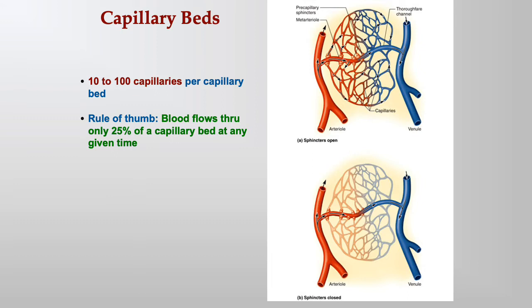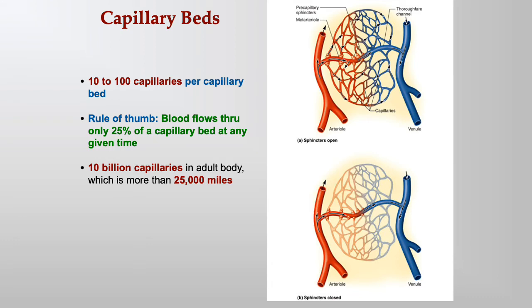So in other words, blood flows through one part of the capillary bed, and then a few moments later, it'll flow through a different part of the capillary bed, and so on and so on. So the entire capillary bed will get blood. It's just the entire bed doesn't get it all at the same time. It kind of alternates where it goes within the bed.